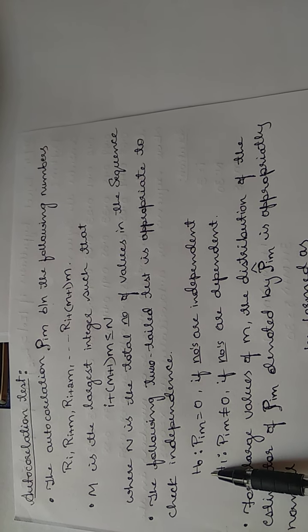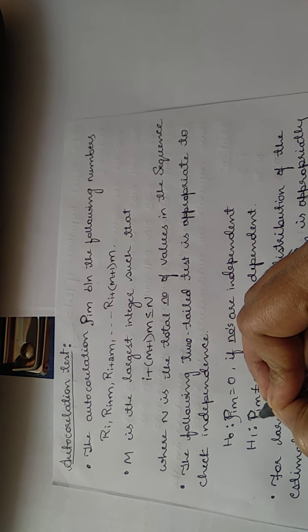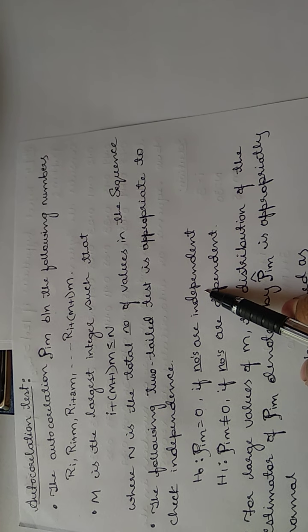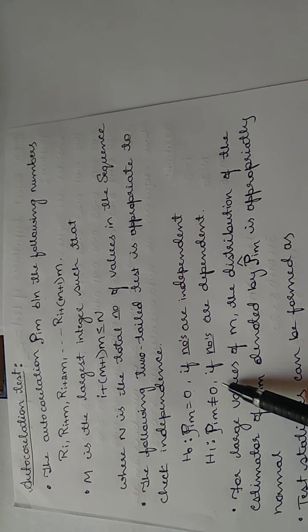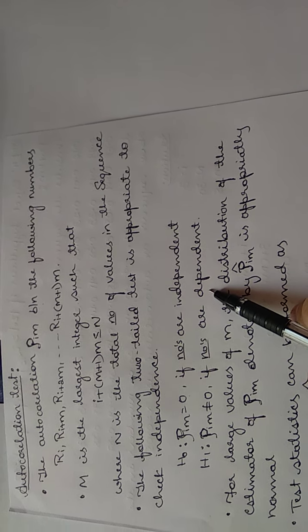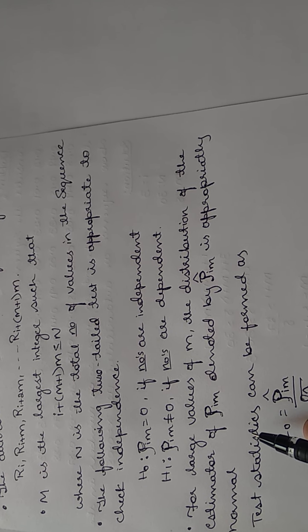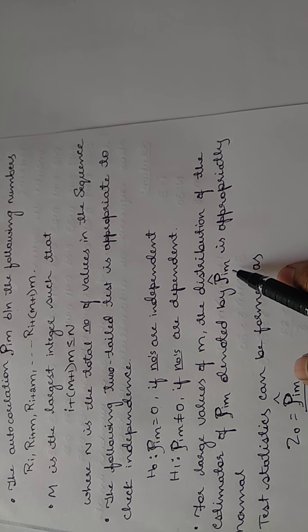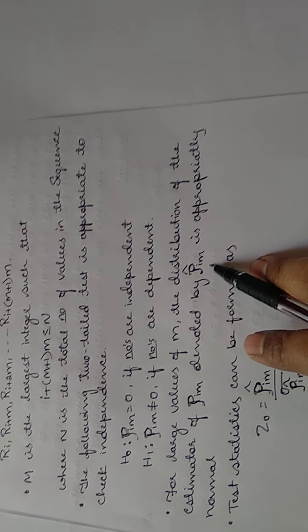This is the hypothesis, H0 and H1. If rho im is equal to 0, then we can say the numbers are independent. If rho im is not equal to 0, then we can say the numbers are dependent, not independent. Here the values of m will give you the distribution of rho im, which can be denoted by rho cap im. This we call the normal distribution function for your autocorrelation test.